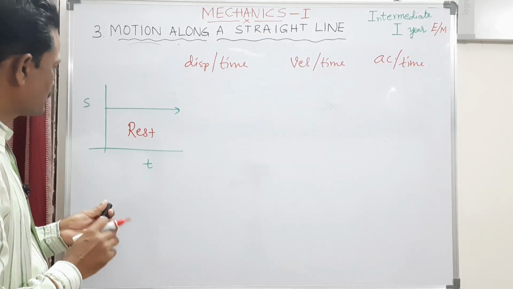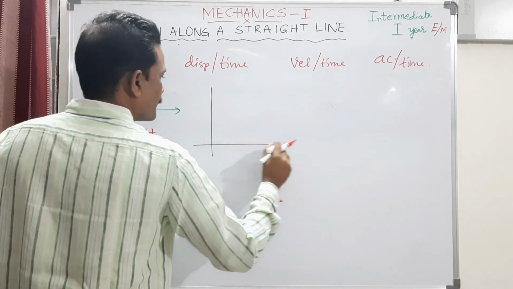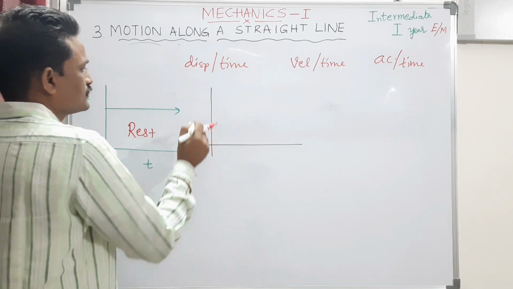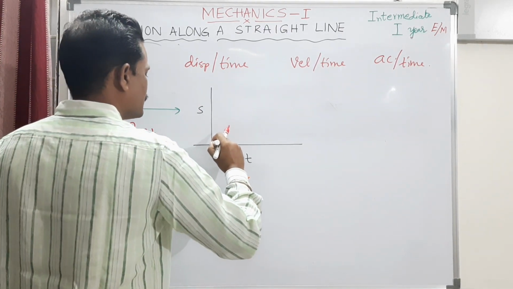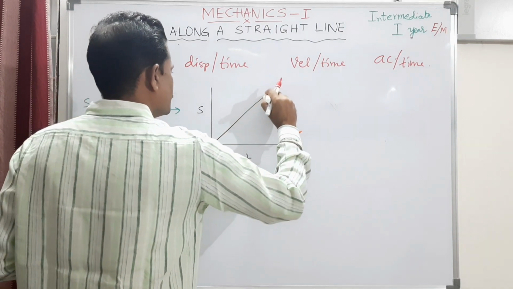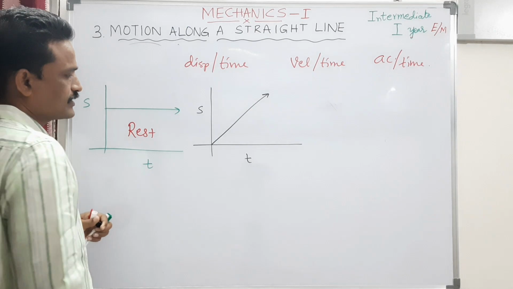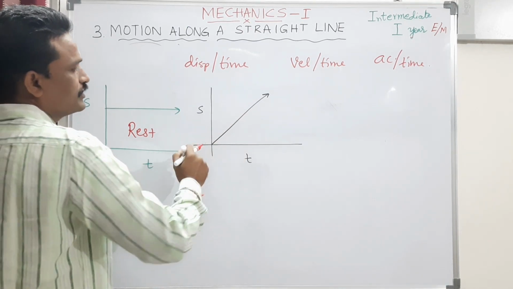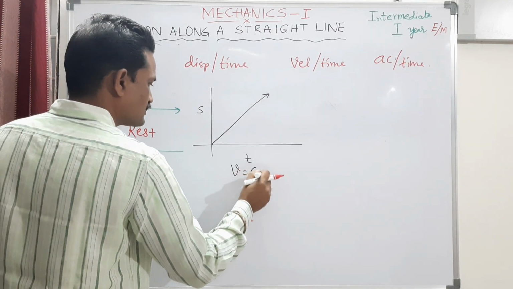Now I plot the same graph in the case of an object which is moving with uniform velocity. So this is s, this is time. For this, I will get a graph of a straight line making 45 degrees with the x-axis and going through the origin. So for this, velocity is constant.